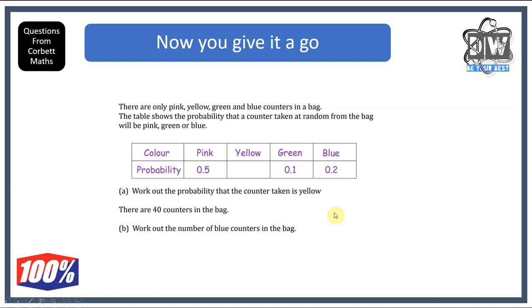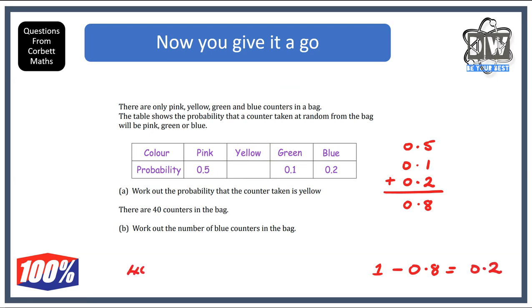So the first bit was slightly easier than the second bit because we've got all these counters in a bag. How many are yellow is the first bit. We add all these together, so 0.5, 0.1, 0.2, and we end up with 0.8. So that's 80%. So 80% of the time we're going to get one of these colours, pink, green, blue. So that means that 20% of the time, or 0.2, we'll get yellow. So we take that away from our 1, because remember 1 represents 100%, and we end up with 0.2. So that will go into here.